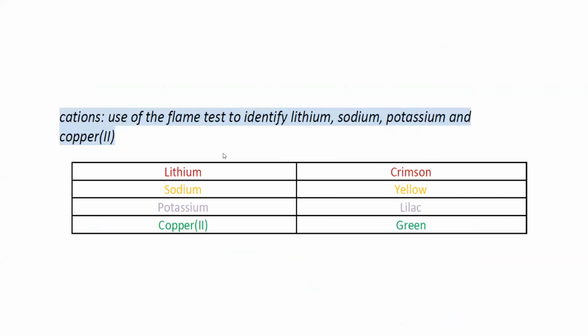Flame test means using the color of the flame, we can also identify what kind of metal is present. If it is lithium, it will be crimson red. Sodium, it will be yellow. Potassium, it will be lilac. And with copper, it will be green. How we carry out a flame test, I will use a video to explain.